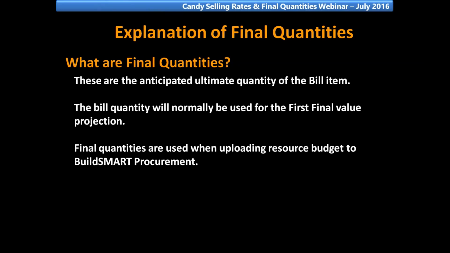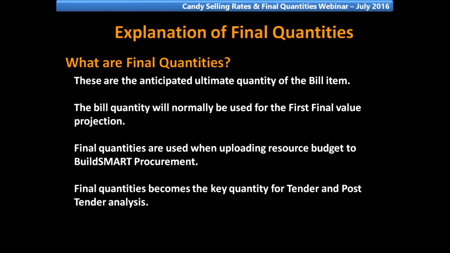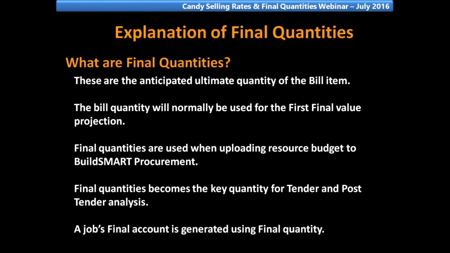Final quantities are used when uploading resource budget to BillSmart procurement. Final quantities become the key quantity for tender and post-tender analysis. And lastly, a job's final account is generated using final quantity.